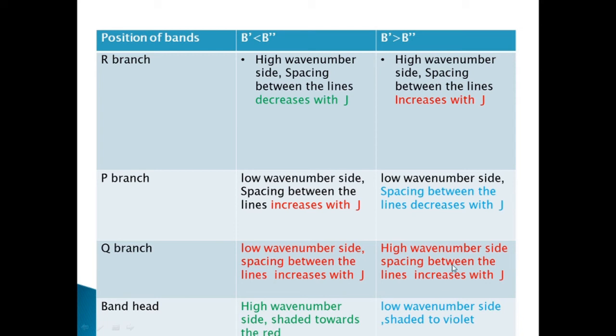Next, there is also the position of the Q branches. The Q branches in the reverse case occur at the high wave number side. The spacing between the lines increases with J. This is the situation when the value of the rotational constant is changed.